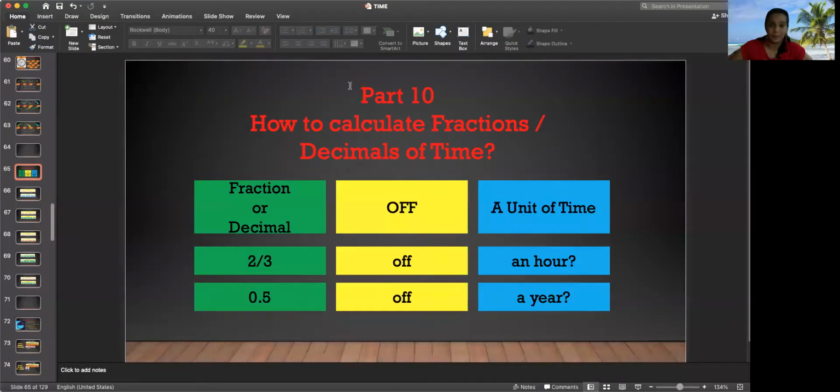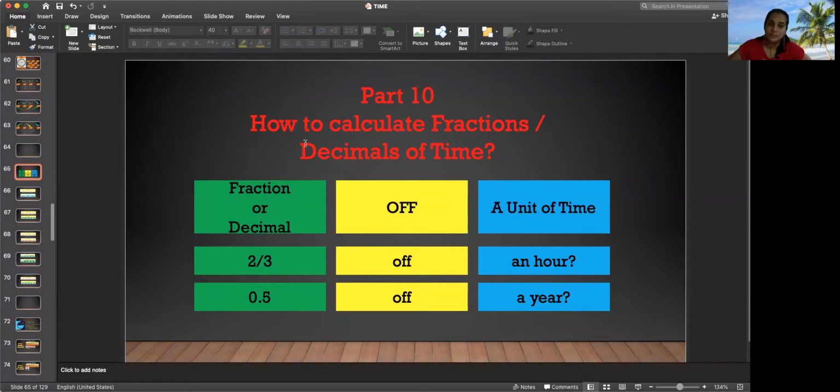Hello, children. Welcome back. This is again Teacher Brenda here with the 10 minutes math. We are going to explore today part 10 of the topic time: how to calculate fractions or decimals of time.